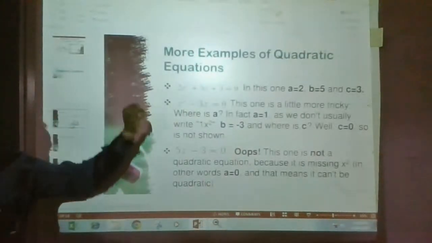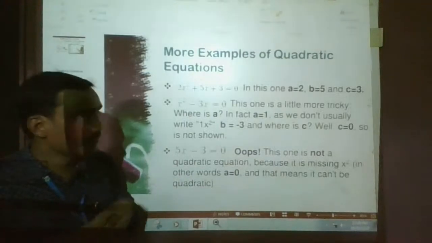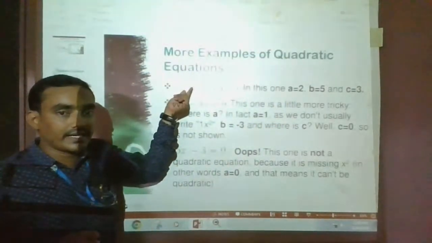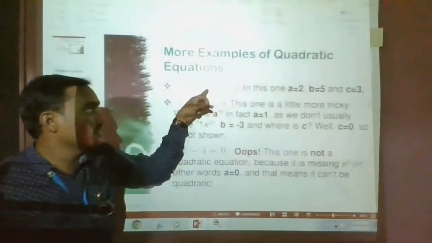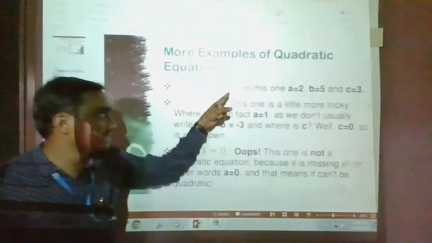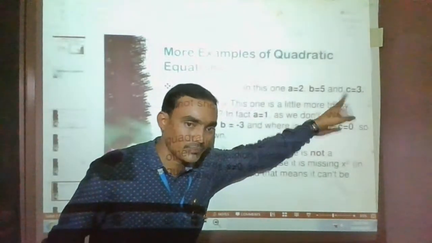Now, more examples. For example, 2x square plus 5x plus 3 equals 0. Here, what is the coefficient of x square? 2. That is the a value. Next, the x coefficient is 5. That is the b value. And c is nothing but the constant, which is positive, therefore c is plus 3.